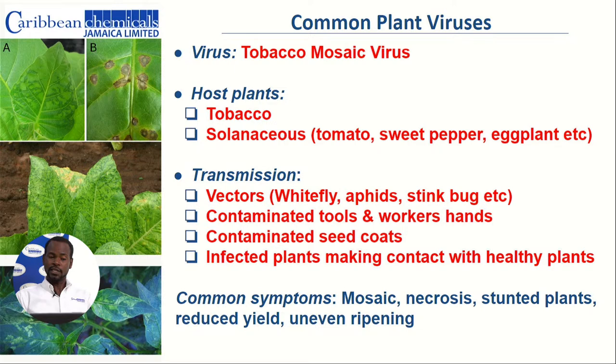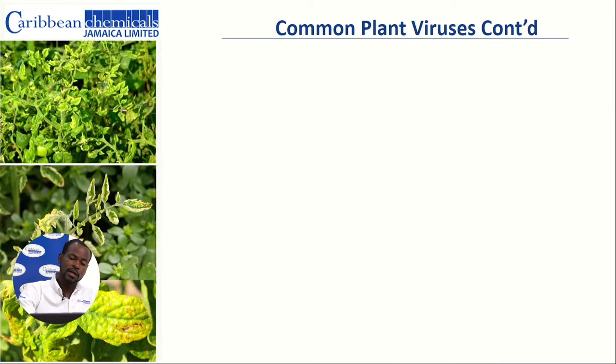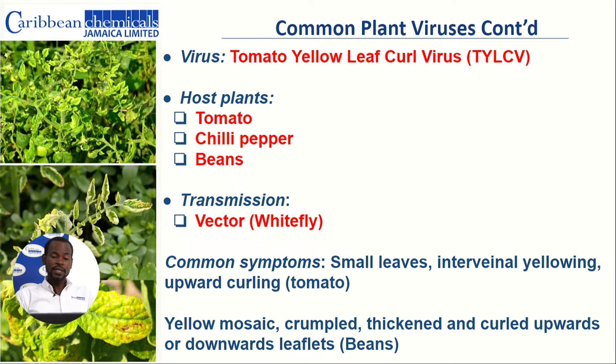Right. All right, let us move on to another plant virus. And this one is very common, right? This is the tomato yellow leaf curl virus. For farmers who are going into tomato production, you want to look out for this one. And there you see some of the host plants: you have your tomato, chili pepper, and beans, right? So even your string bean, farmers, watch out for that.